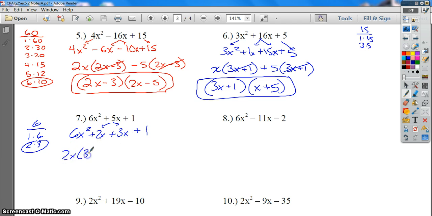GCF of 2x is 3x plus 1. I'm going to pull a 1 out here, which leaves me with 3x plus 1. Okay? So that's kind of what you have to do there. If you see that 3x plus 1 already matches this, think about it just pulling out a 1, which doesn't change anything. So I have 3x plus 1 matched up. So that's my GCF again. And then you're going to leave me with a 2x plus 1.